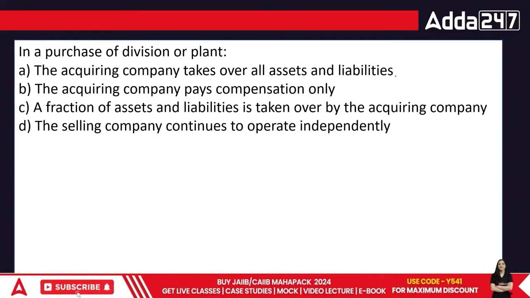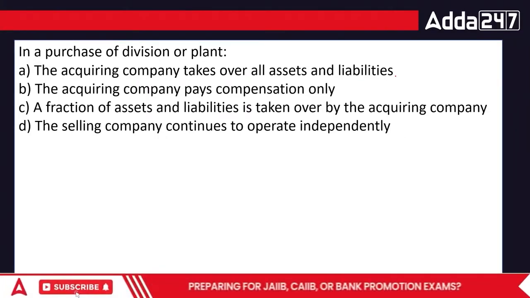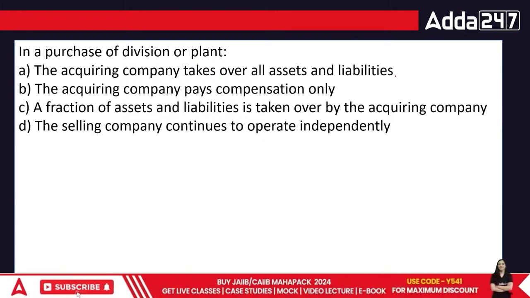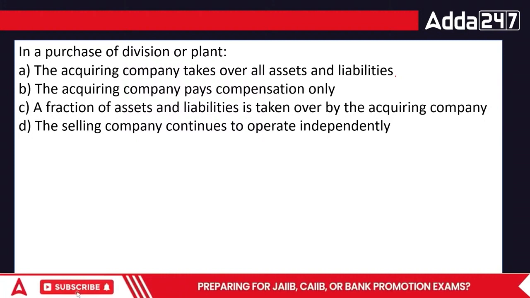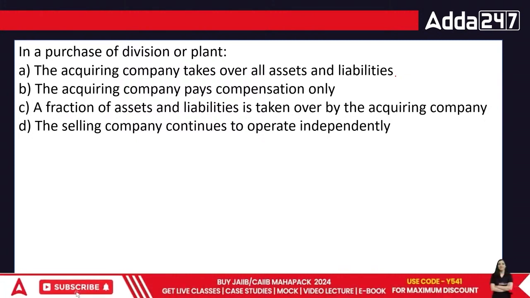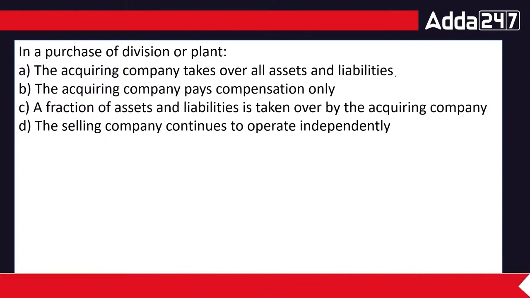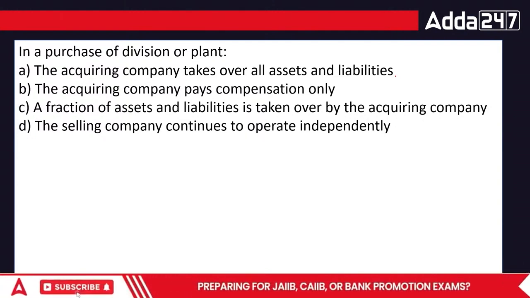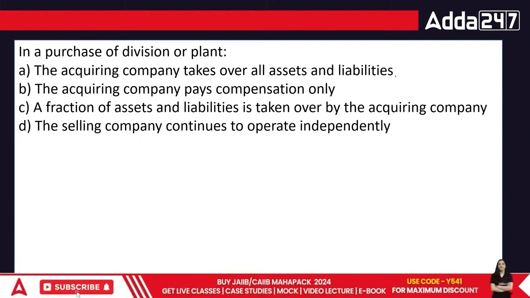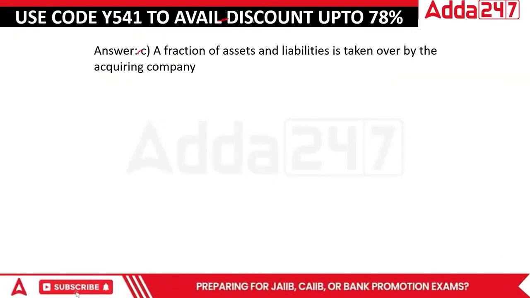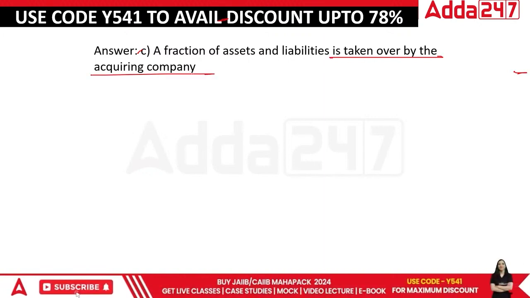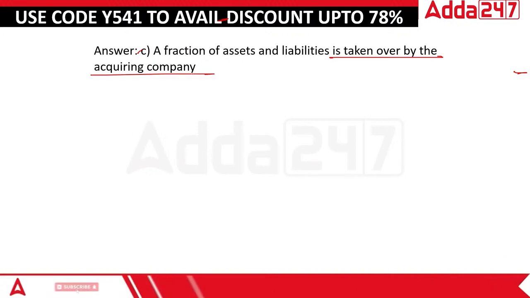Next point. In the purchase of a division or a plant, the acquiring company takes over all the assets and liabilities. The acquiring company pays compensation. Purchase of a division of a plant. You're just buying one division or one part of any organization. A fraction of assets and liabilities are taken over by the acquiring company. A selling company continues to operate independently. The correct answer is a fraction of assets and liabilities is taken over by the acquiring company. Purchase means to acquire. Simple.